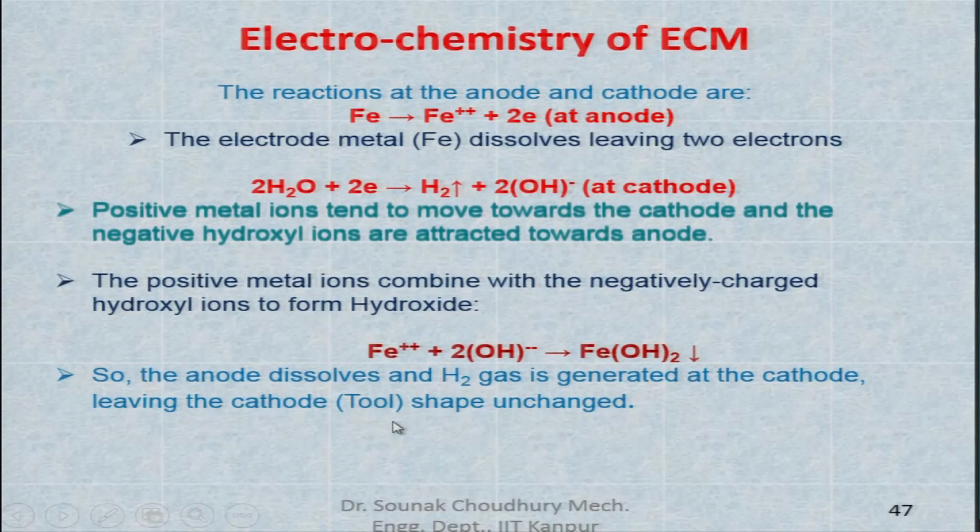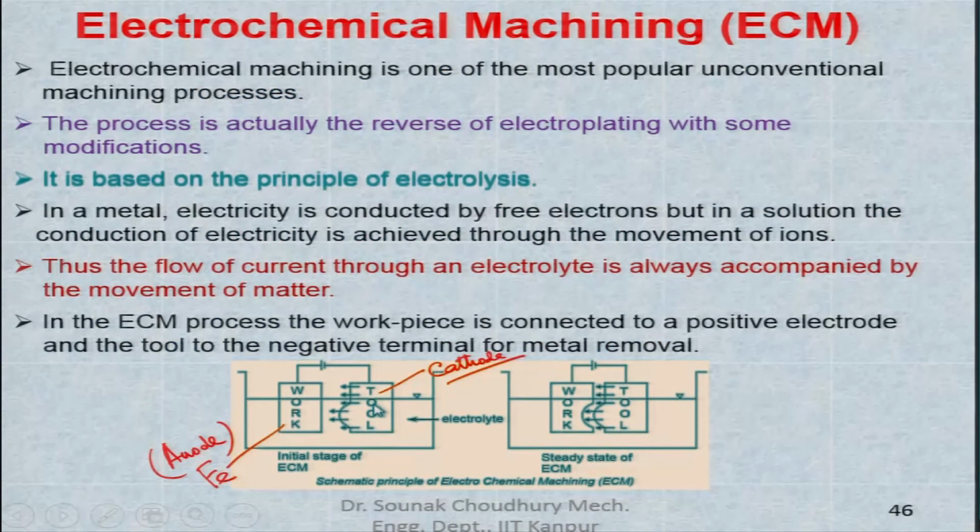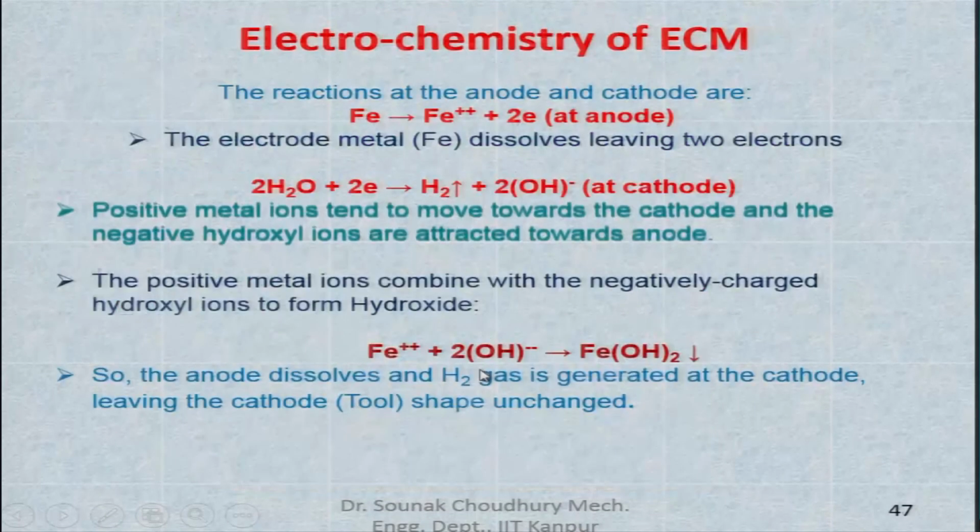And the tool, whatever is the material of the tool, as I said, nothing happens to the tool, which is the cathode. So, ferrous is dissolved, but nothing happens to the tool, because at the cathode hydrogen gas is evolved from the electrolyte, where both the tool and the workpiece are dipped. Ultimately, the ferrous ions produced at the anode will be precipitated as ferrous hydroxide. So, the anode dissolves and the hydrogen gas is generated at the cathode, leaving the cathode shape unchanged.